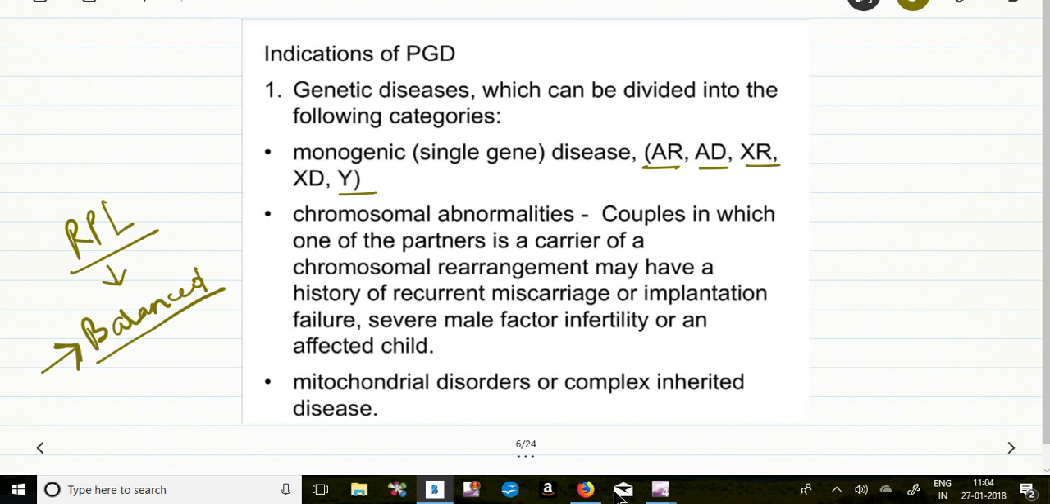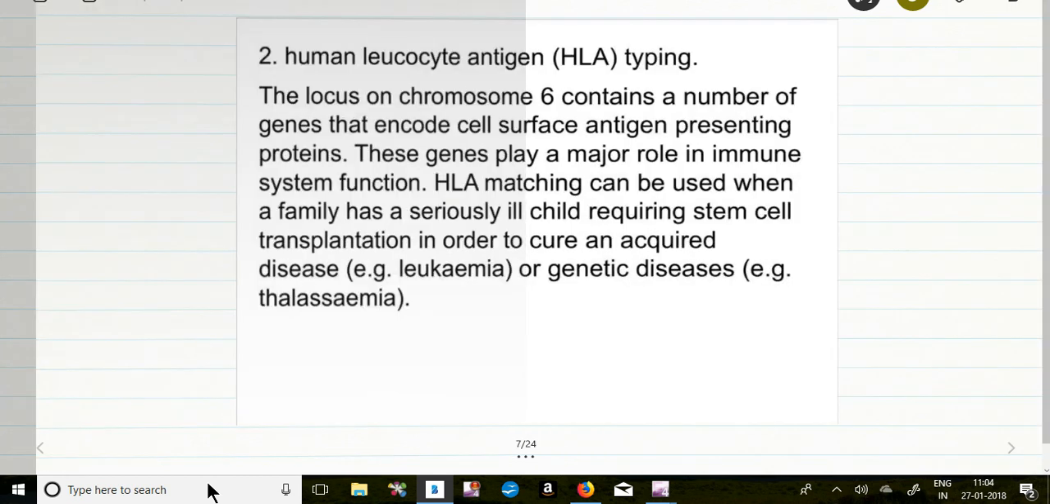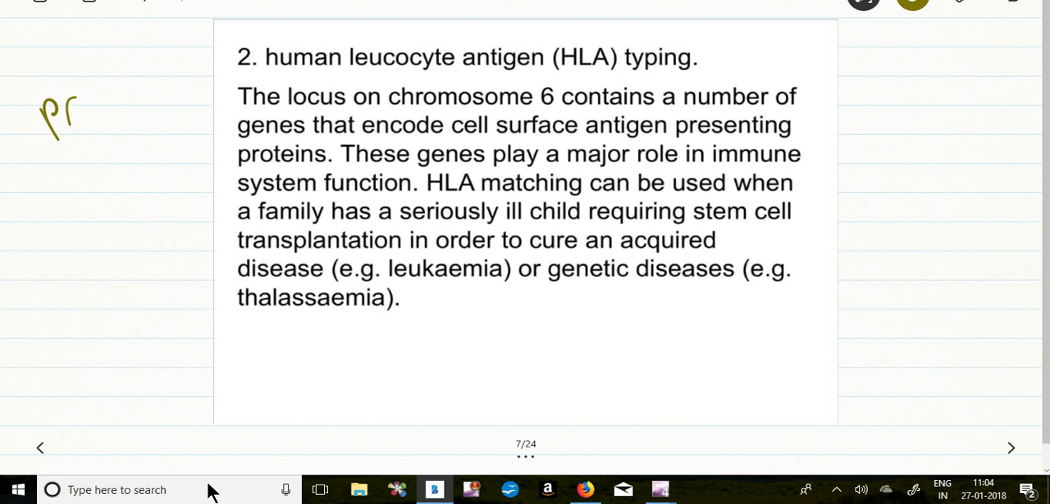So balanced translocation, though phenotypically it does not confer any abnormality, is a risk for recurrent pregnancy loss. So you have a couple who had RPL and they are proved carriers of balanced translocation, and you're looking for that particular unbalanced translocation in the fetus or embryo before implantation. It is also an indication for PGD. Then mitochondrial disorders, or complex inherited diseases. So all of these are specific conditions that we want to look for. Such tests are called tests for preimplantation genetic diagnosis.